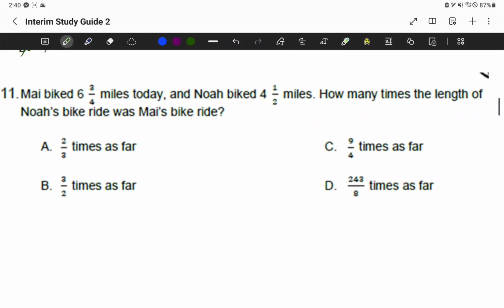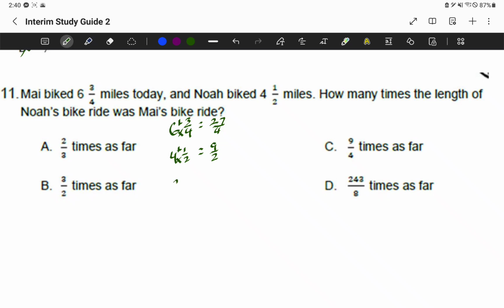So there's a couple of ways to do this problem. Now, personally, I like the keep, change, flip. So that's 6 3/4, 4 1/2. 6 times 4 is 24, plus 3 is 27/4. 4 times 2 is 8, plus 1 is 9. So that's 9/2.